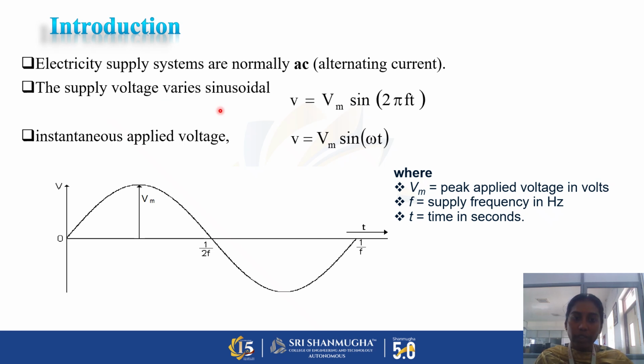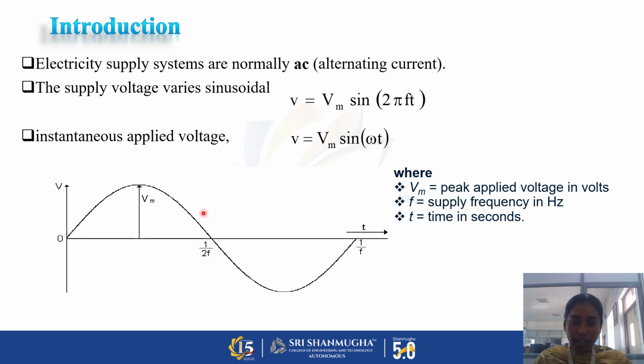So the input voltage V is equal to Vm sin 2 pi f t. Another expression is V is equal to Vm sin omega t, where omega is equal to 2 pi f. Here f is the frequency, and omega is the angular frequency. Vm is the peak applied voltage in volts, f is the applied frequency in hertz, and t is time in seconds. So every parameter is mentioned with its measuring unit.